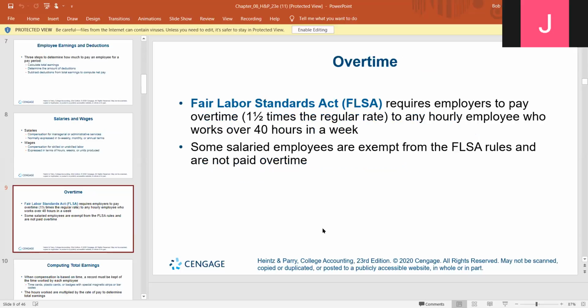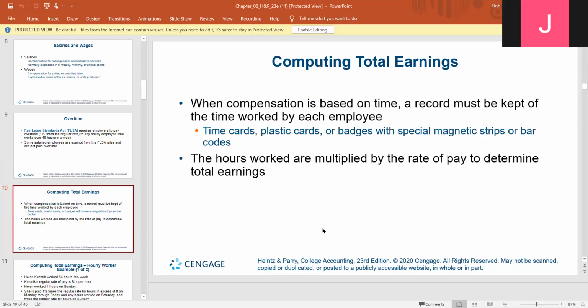Remember the Fair Labor Standards Act, the good old FLSA. It requires overtime for any hour worked over 40 in a week. That is a national law. That is not a state law. It used to be the states had their different rules, but now every employer in the country has to pay time and a half over 40 hours. When compensation is based on time, you have to keep track of it with time cards or something.